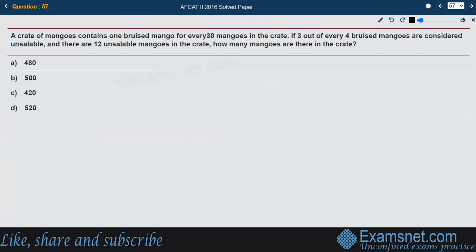57. A crate of mangoes contains 1 bruised mango for every 30 mangoes. If 3 out of 4 bruised mangoes are considered unsellable and there are 12 unsellable mangoes in the crate, how many mangoes are there in the crate? So this is a question. Now let us begin from the last side. What is the last thing he has said?